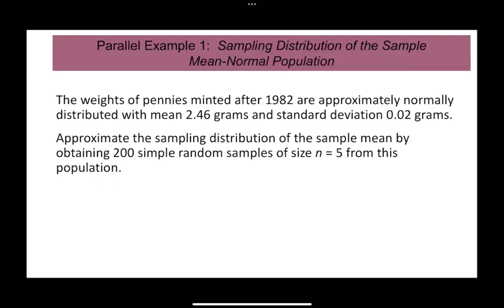All right, so the weights of pennies minted after 1982 are approximately normally distributed. The mean is 2.46 grams and the standard deviation is 0.02 grams. So we want to approximate the sampling distribution of the sample mean by obtaining 200 simple random samples of size n equals 5. We're approximating the sampling distribution because I can't take every sample of size 5 that exists of pennies minted after 1982. It would be impossible because I can't find all the pennies minted after 1982. So we're approximating the sampling distribution.